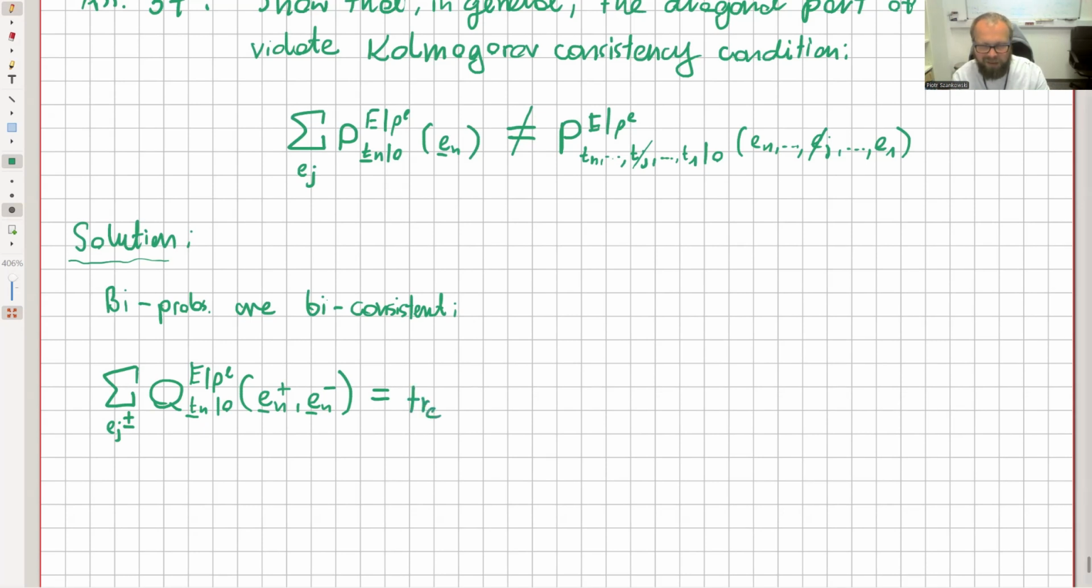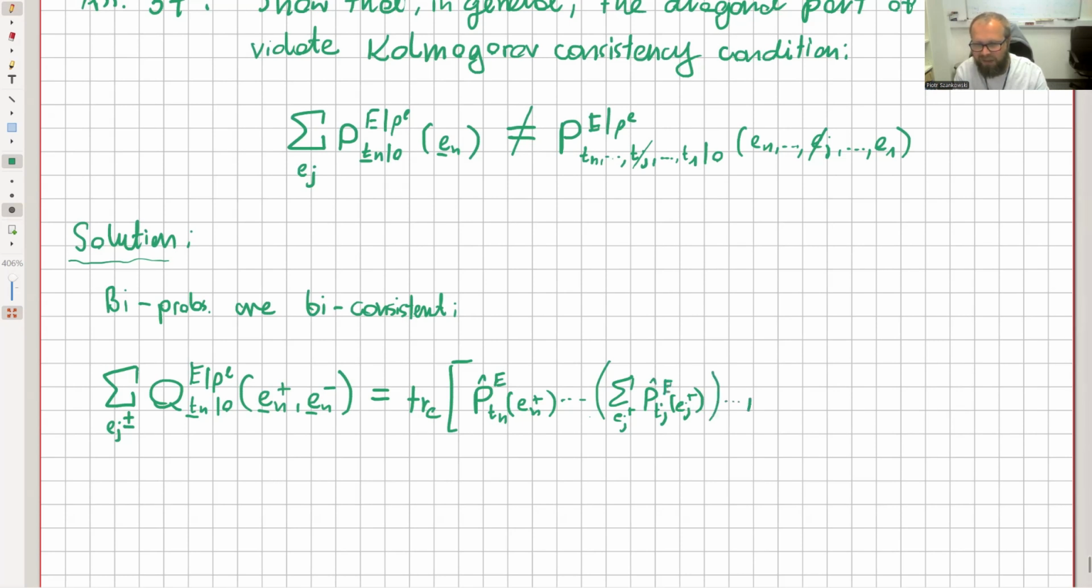So the biprobability, by its definition, has our sequence of projectors, and along this product you have a projector at timing tj that depends on ej plus. The ej plus we are summing over. So let's just pull the sum in, ej plus, tj, ej plus.